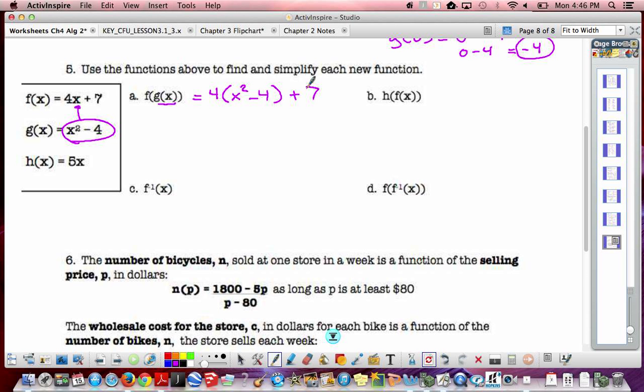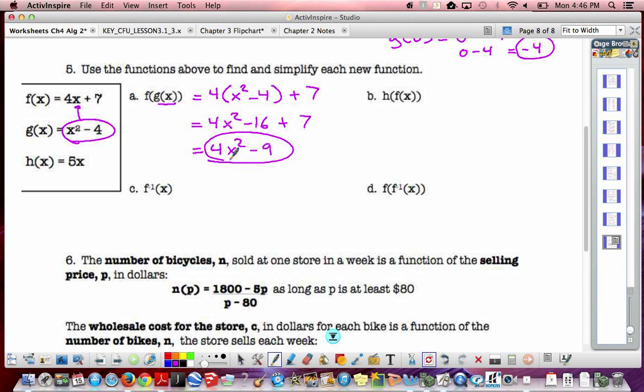So I just need to distribute and simplify. So I get 4x squared minus 16 plus 7. So I get 4x squared minus 9. And I'm done.